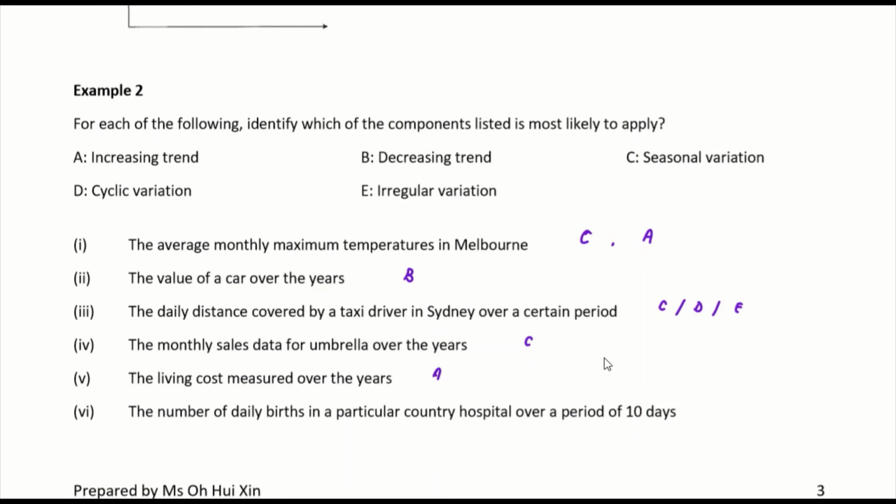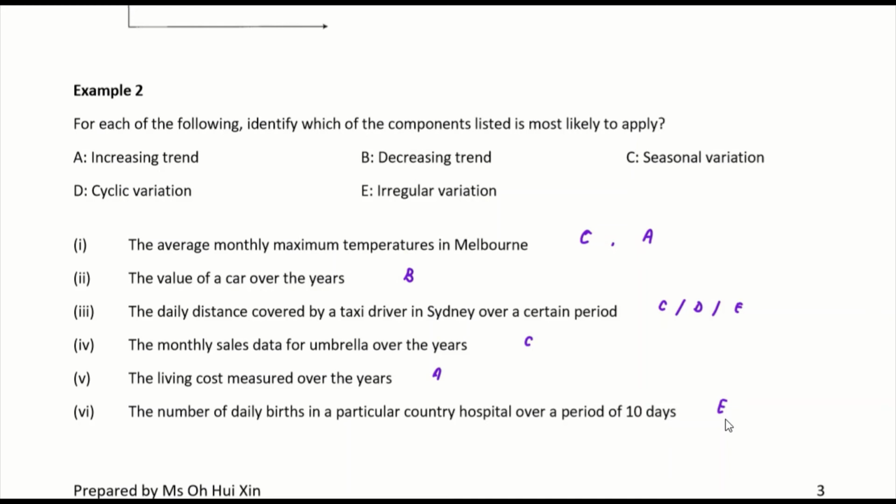Okay, so the last one, the number of daily births in a particular country hospital over a period of 10 days. So this one we also don't know. So normally it won't be seasonal. I mean, you won't have any season where more people are born than in a season where fewer people are born. So maybe you have a certain pattern, we're not sure, or most likely it will be an irregular one. Okay, so for this one, I can just write down irregular. I think that's much more logical. All right, so that's the part for example two. So I hope that from here you are able to get an idea of what is meant.